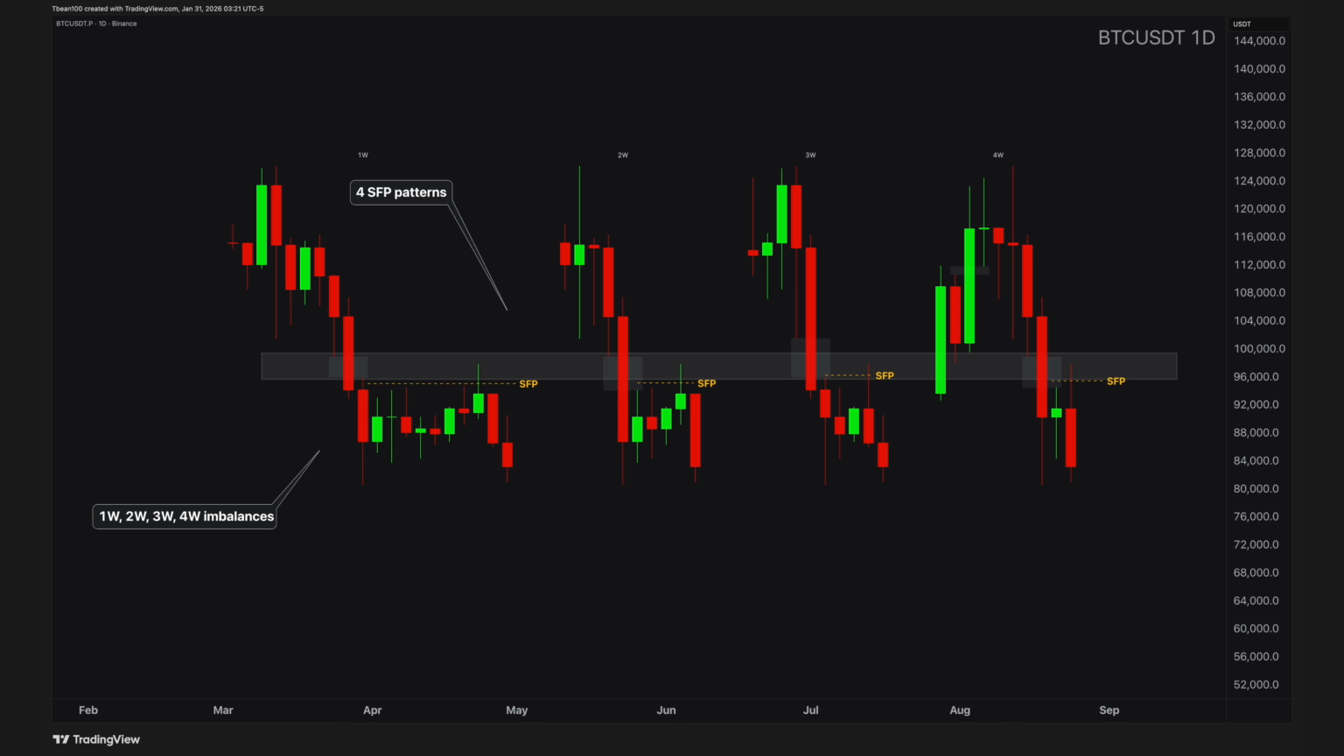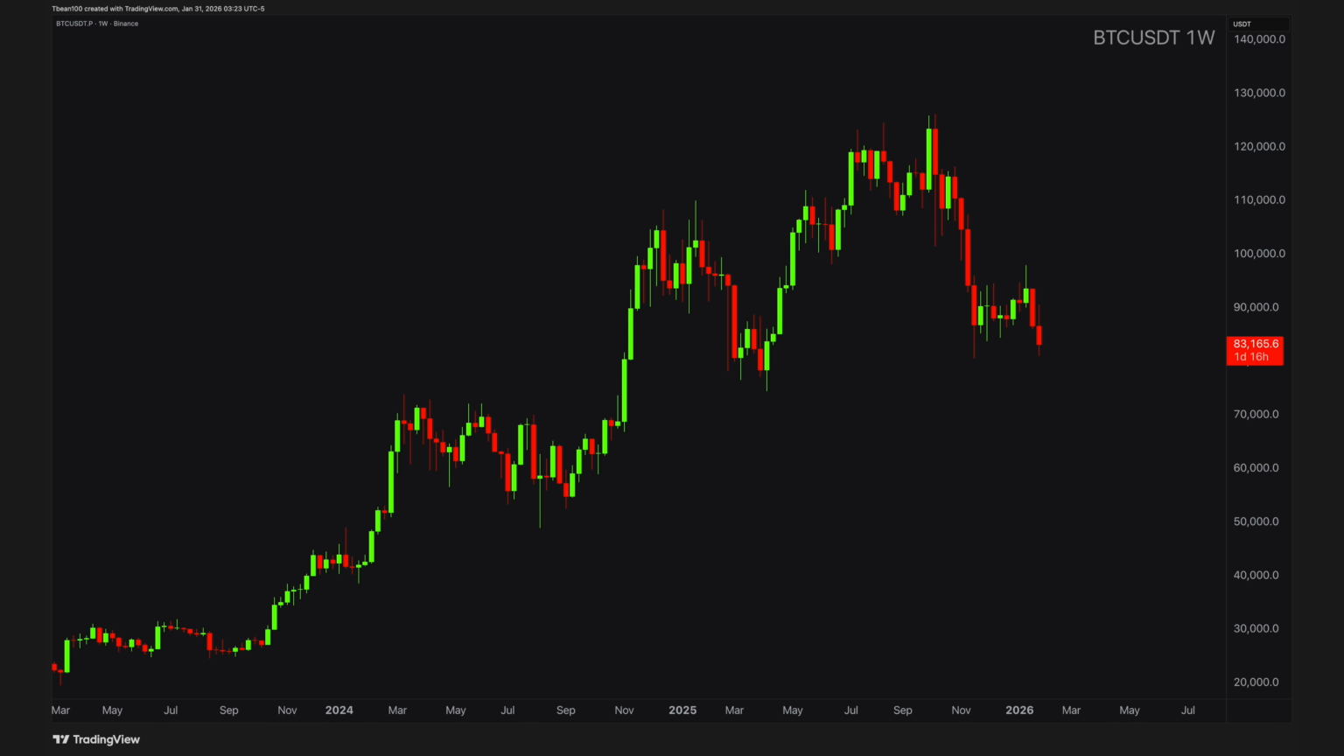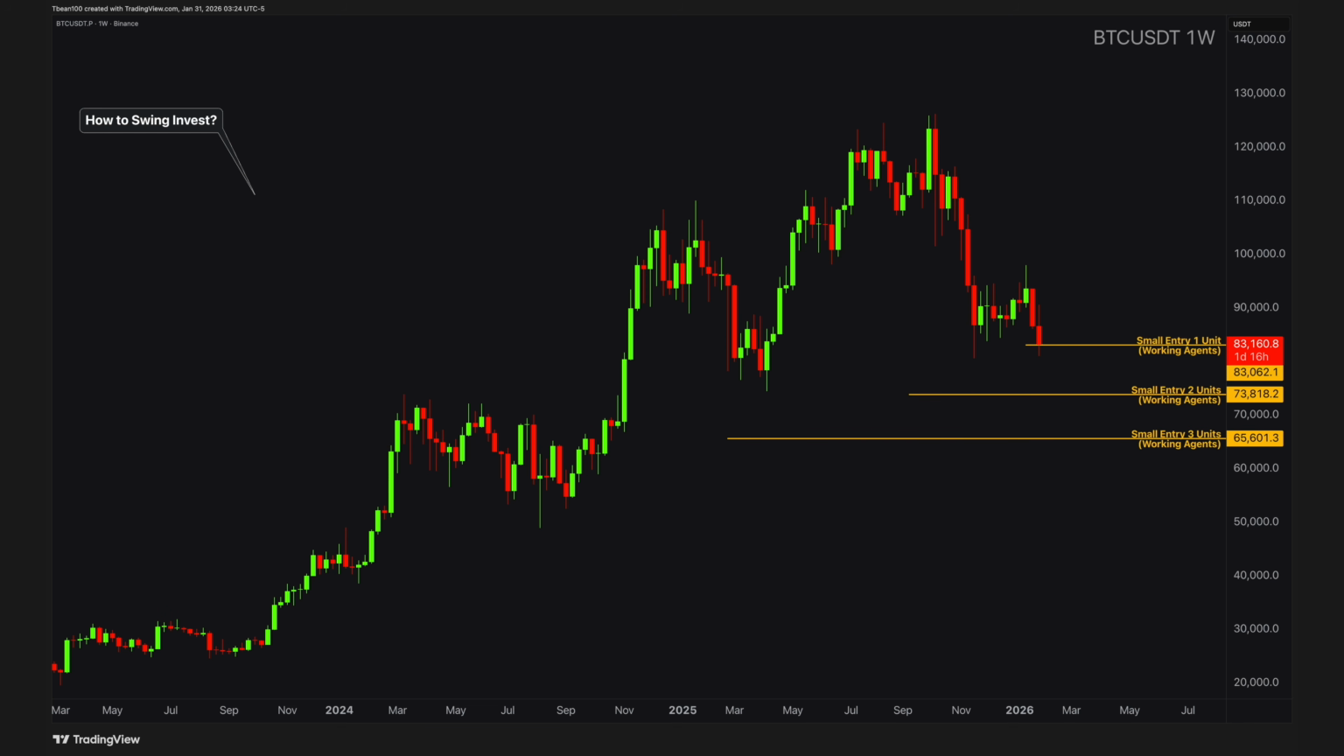So, do I keep buying Bitcoin? Actually, yes, I do. I buy in very small amounts at the moment. It's just strategic positions, and I adjust my position sizes the way I teach in the Swing Investing Masterclass with working agents. These investments are for the future, not for immediate profits.